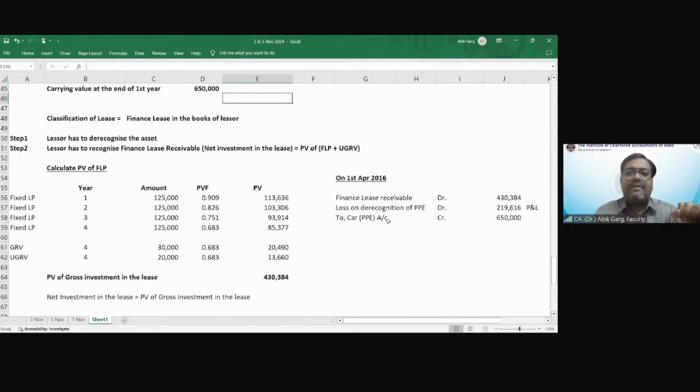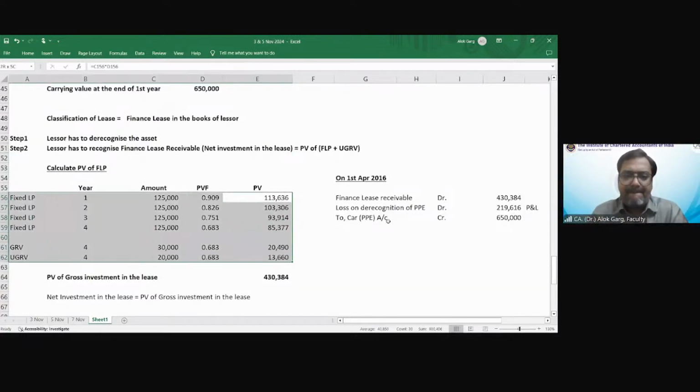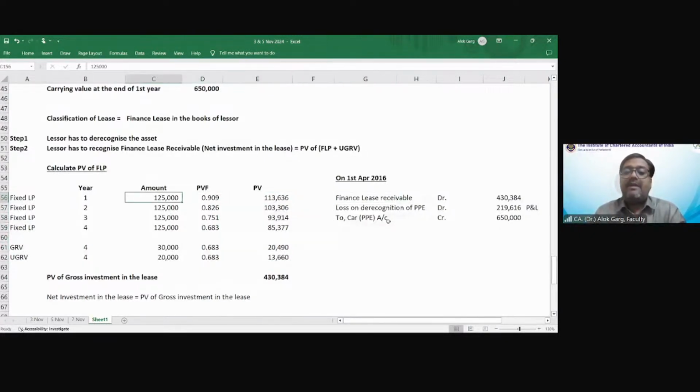So basically what happened, you have to derecognize the asset and recognize the finance lease receivable, which is the present value of lease payment plus unguaranteed residual value. Whatever is your finance lease receivable, you have to receive that money, and wherever there is a default, it will be your loss. Sir, is there any question where finance lease gives profit instead of loss on derecognition? Yes, it can be. Largely finance lease has profit.